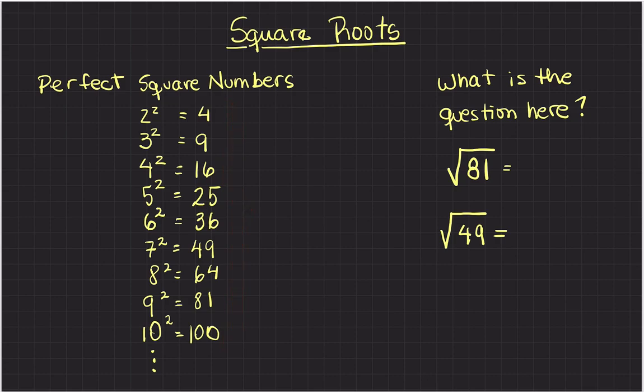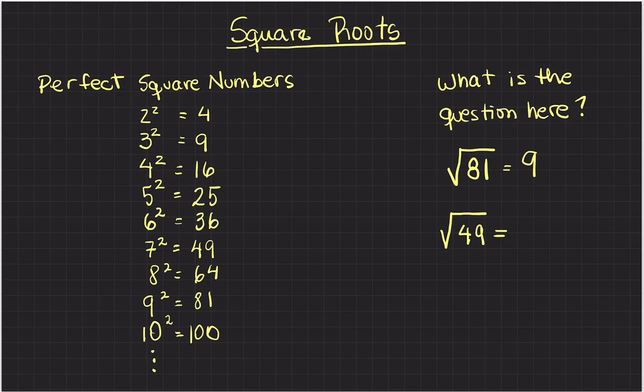Second thing you need to know, what is the question here when you have, for example, square root of 81? The question is, what number to the power of 2 is equal to 81? So as you can see here, 9 to the power of 2 is equal to 81. So your answer is 9.